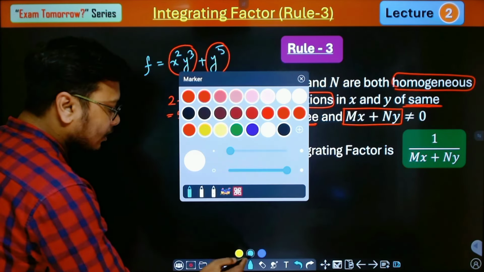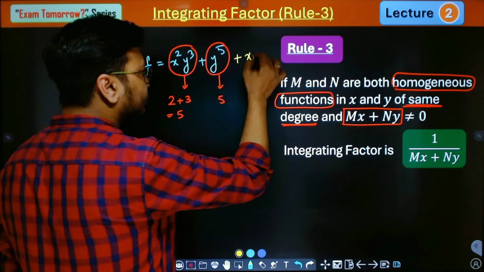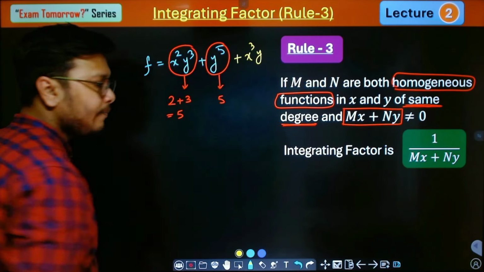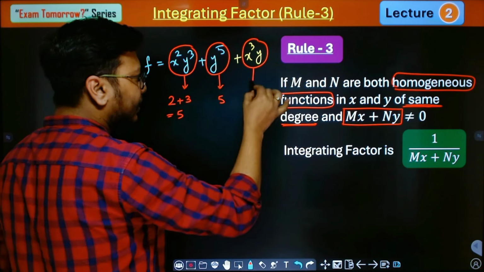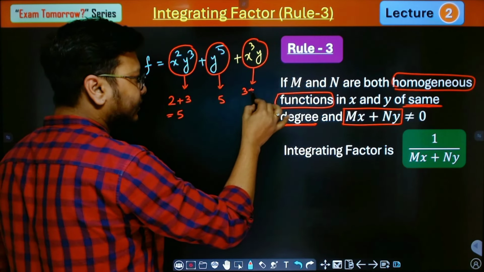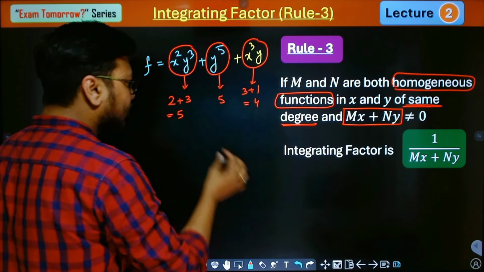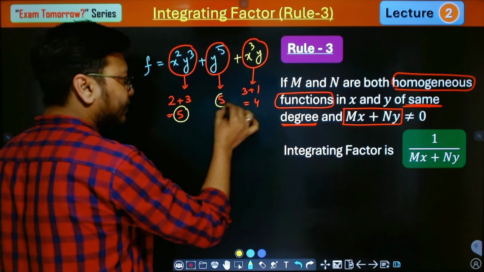Suppose this function had another term, let's say x³ y. Then what would be the degree of that term? Degree 3 plus degree 1, so degree 4. So now we have a mismatch: degree 5, degree 5, degree 4.